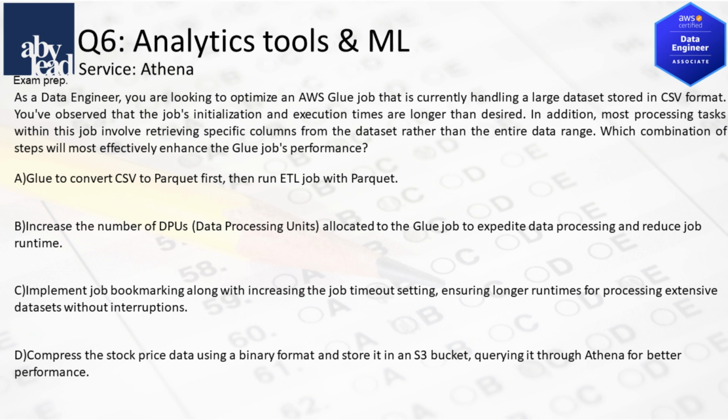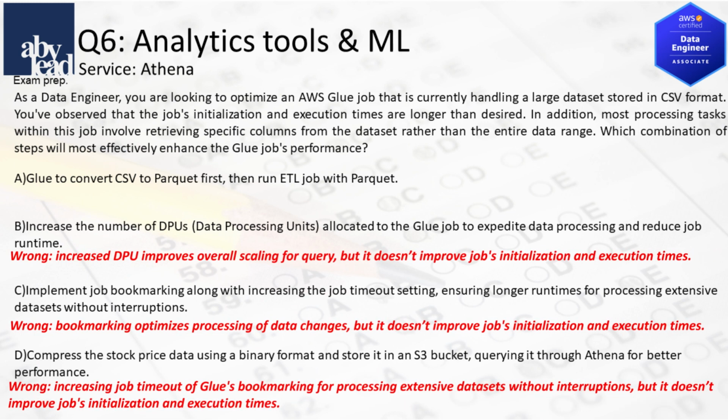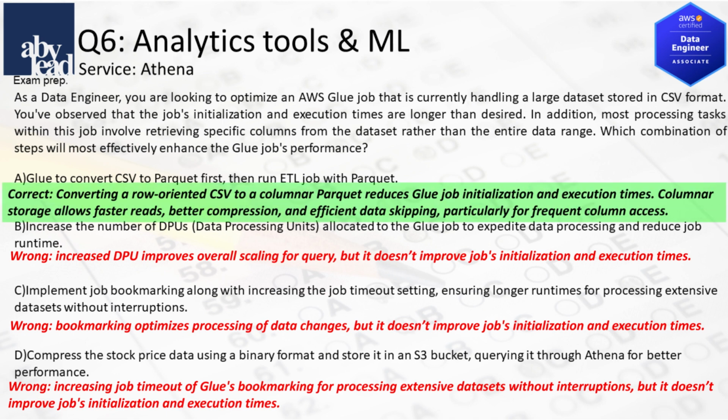Question 6. How do you make a Glue job faster for handling large CSV dataset? First, increased DPU improves scaling, but it doesn't improve job performance. Also, bookmarking and a larger timeout both don't increase job speed. In contrast, with columnar Parquet format, you reduce a Glue job's processing time a lot.